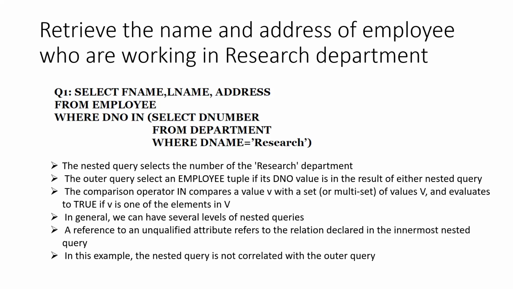Usually we have several levels of nested queries, more than one. Okay, here first we select the department number of the research department and then we select the employee's name and address. The outer query selects the employee tuple if its department value is in the result of the nested query.